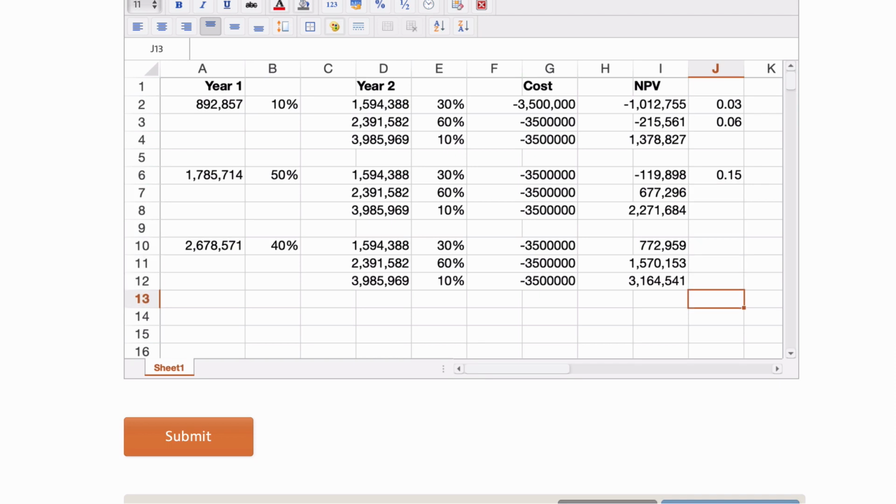So all I'm going to do now is add them all up, that plus that plus that. That's the chances of having a negative NPV, 24%.